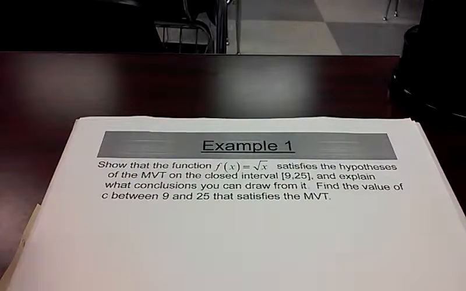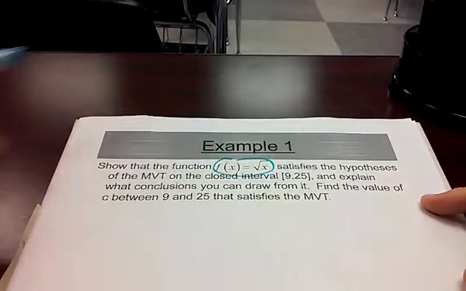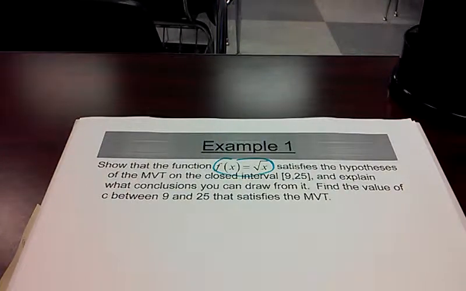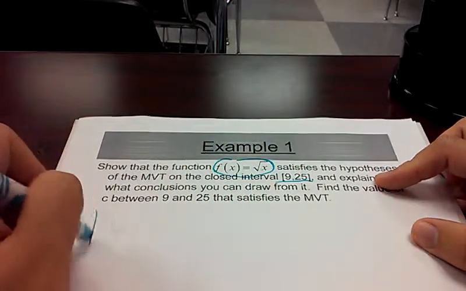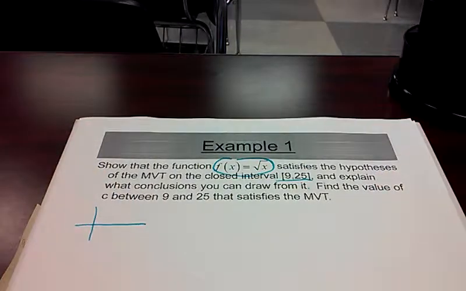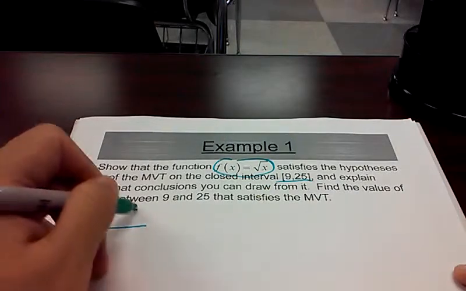For this problem, it says, show that the function f of x is equal to the square root of x satisfies the hypotheses of the mean value theorem on the closed interval 9 to 25. Well, let me just give you a rough sketch of what this function looks like. The square root of x basically looks like this function.